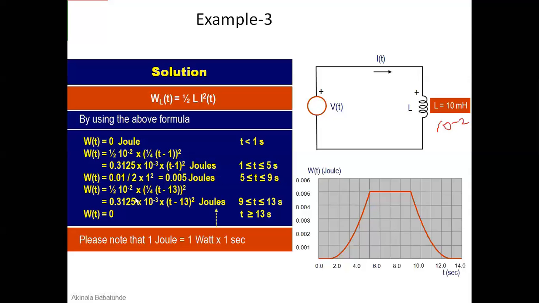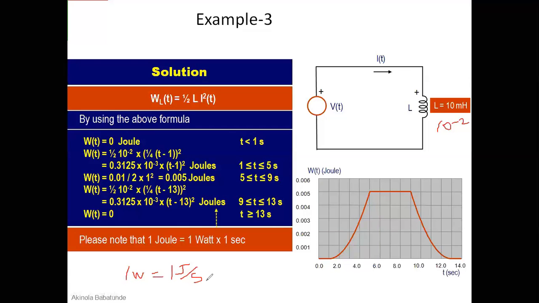All right, so this is very important. And then, of course, for this circuit, this is very, very important. 1 watt is always equal to 1 joule per second. So that is exactly what is written out here. If you rewrite this, you can say 1 joule is equal to 1 watt times 1 second. If you cross multiply, you can say that 1 watt-second is equal to 1 joule, right?